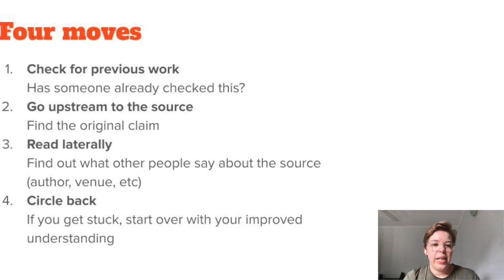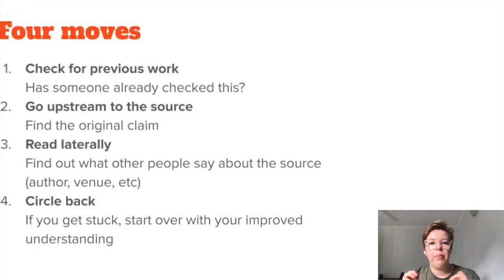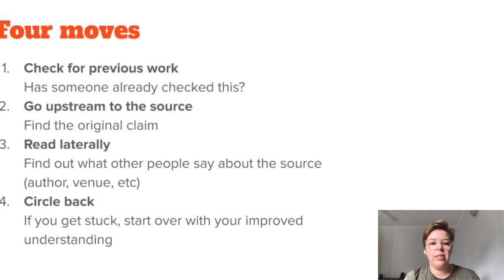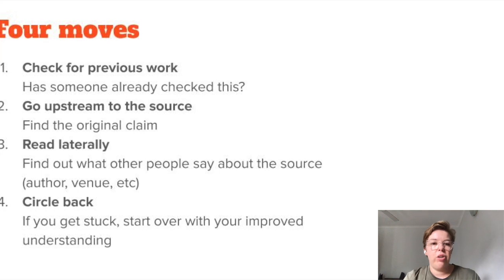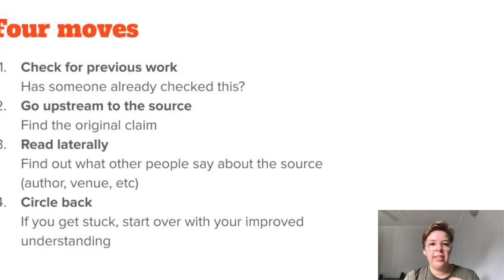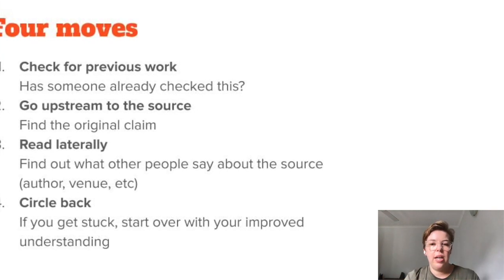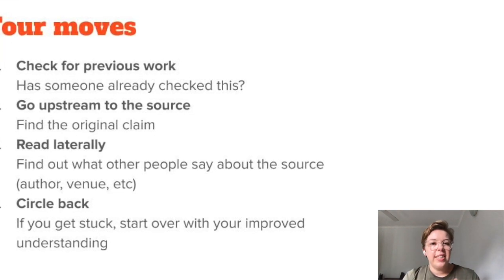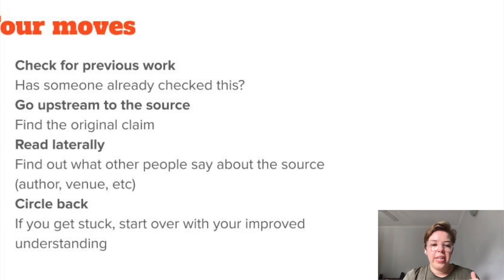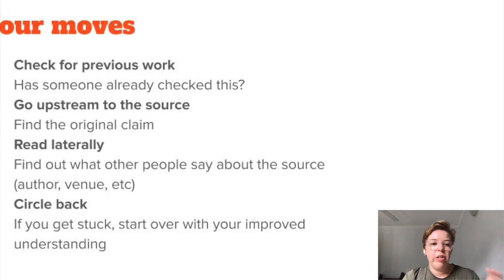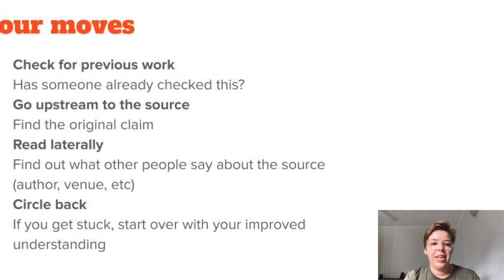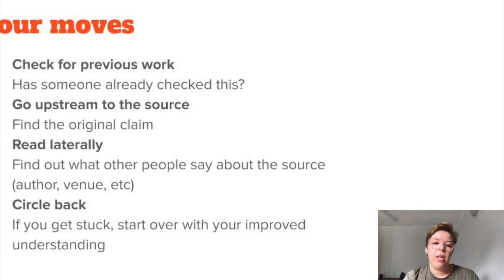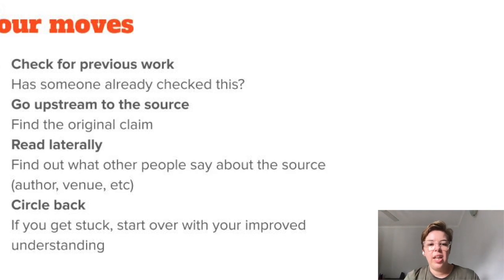You should read laterally. What this means is that you want to investigate what other people are saying about the source, what they're saying about the venue, what they're saying about the author. Are these legitimate people, and are these legitimate sites that we're looking at? And if you get stuck at any point, you just circle back to the beginning. So, through this process of checking, going upstream, and reading laterally, you've developed an improved understanding of the source, and you can then do better searching the next time around.